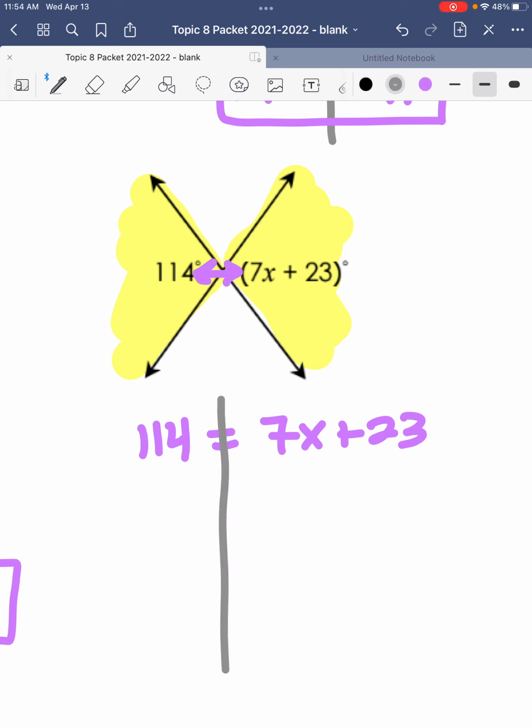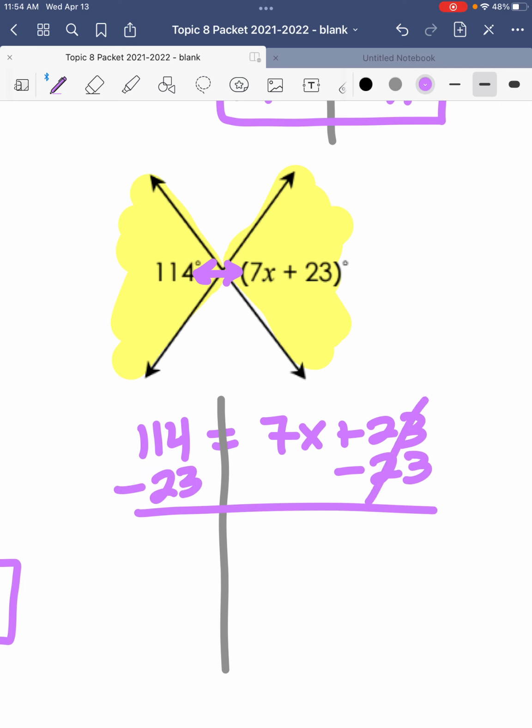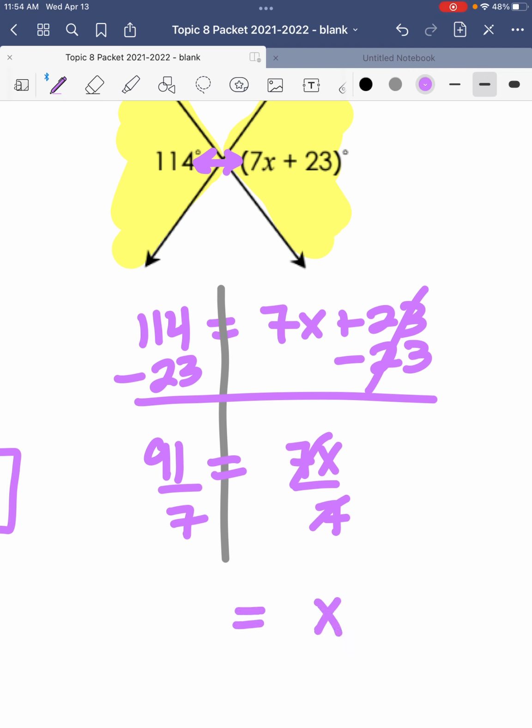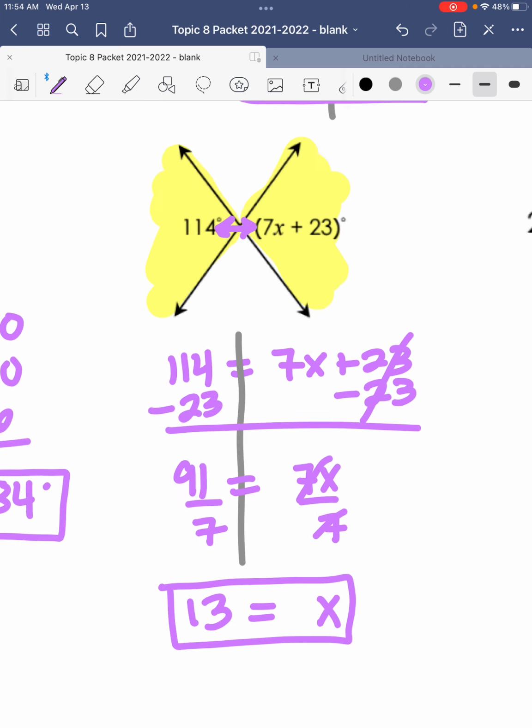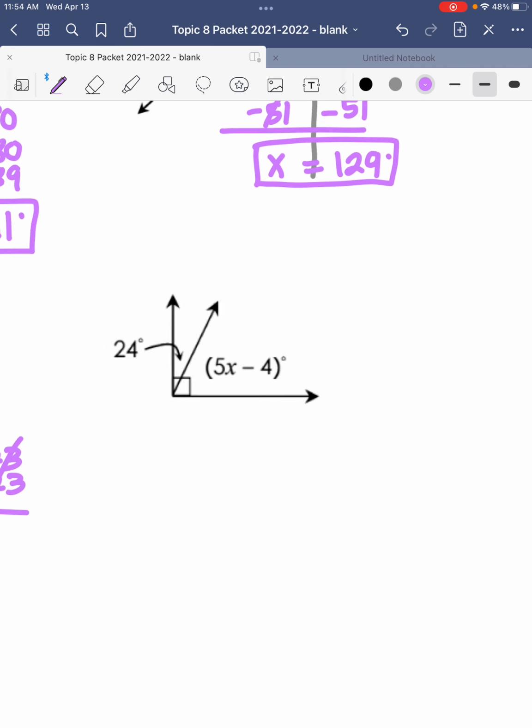My goal is to get x by itself. So I have to undo the thing farther away from the x first. I'm going to subtract 23 on both sides. My 23's cancel out and I bring down 7x. And that equals 114 minus 23, which is 91. So 7x equals 91, or 91 equals 7x. Now to get x by itself, we want to divide by 7 on both sides. My 7's cancel out, x is by itself, 91 divided by 7 is 13. So x equals 13.